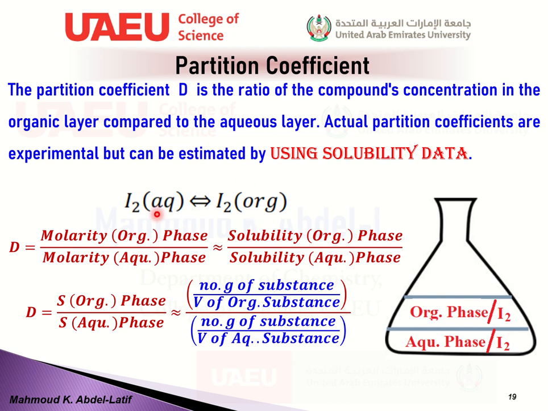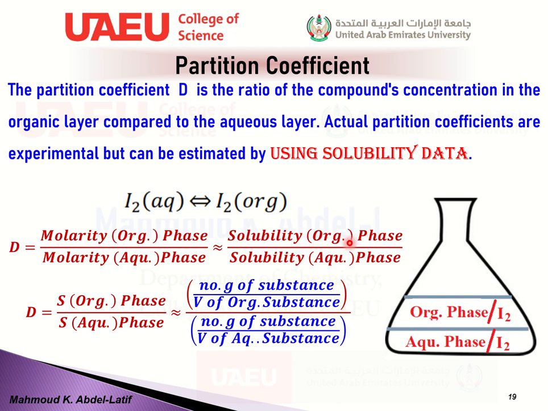How can we do that? You have iodine in aqueous solution, which will be equilibrated with iodine in the organic one. So the distribution coefficient equals the solubility of iodine in the organic one divided by the solubility of iodine in the aqueous one. If you have the molarity, just divide this one by this one. If you don't have the molarity, you can take the solubility as molarity.